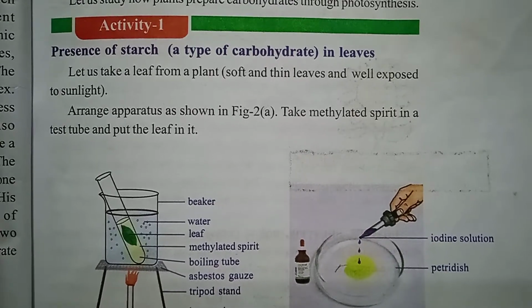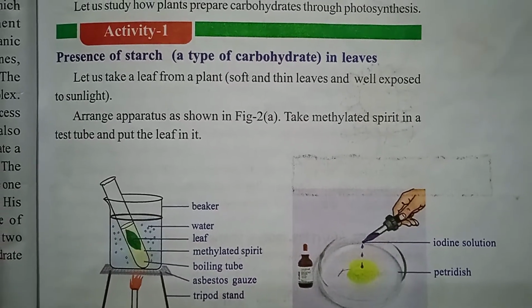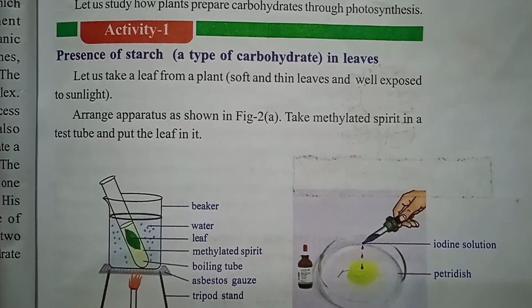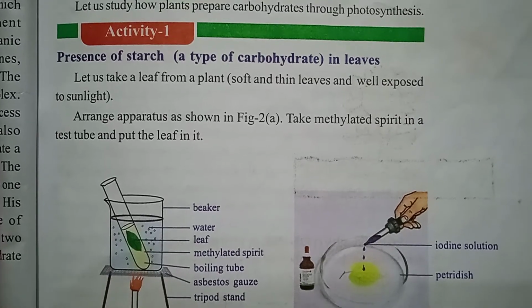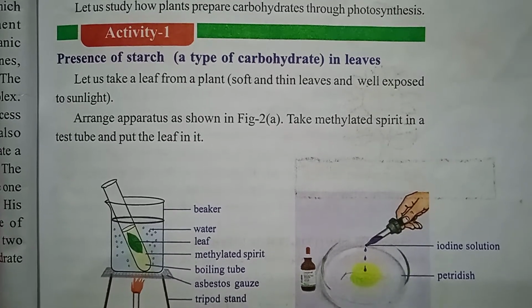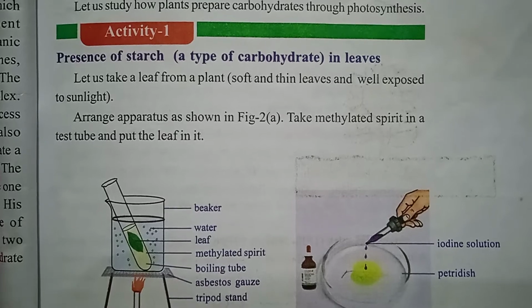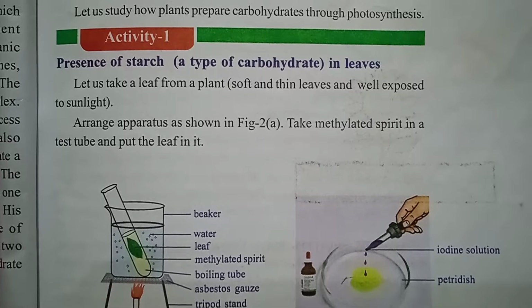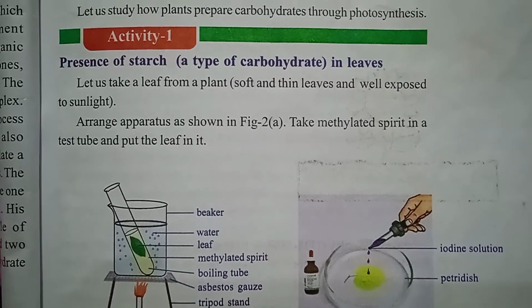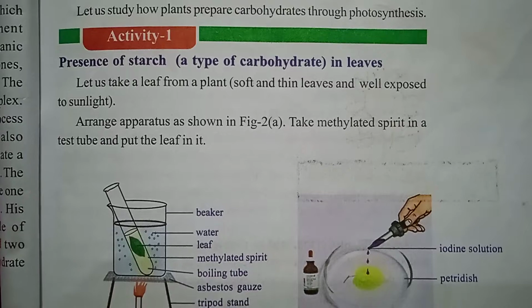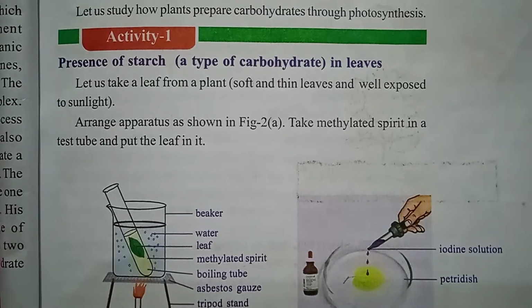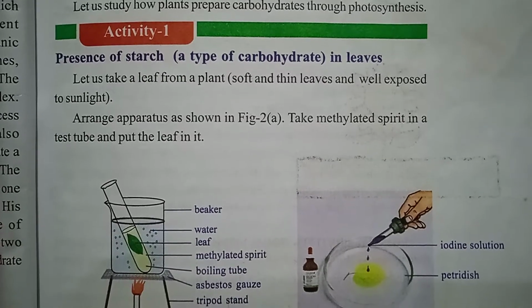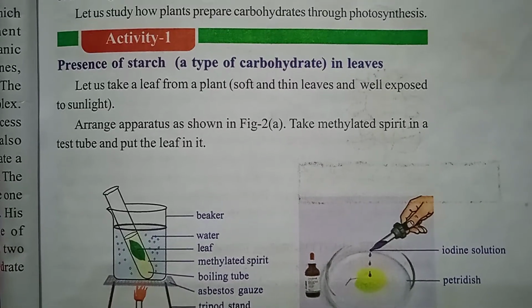Hello children, today we are discussing an activity, activity 1: presence of starch, a type of carbohydrate, in leaves. You know the steps of a lab activity: aim, material required, precautions, procedure, observation, conclusion. These are the steps we need to follow while doing an activity in the classroom or in the laboratory.